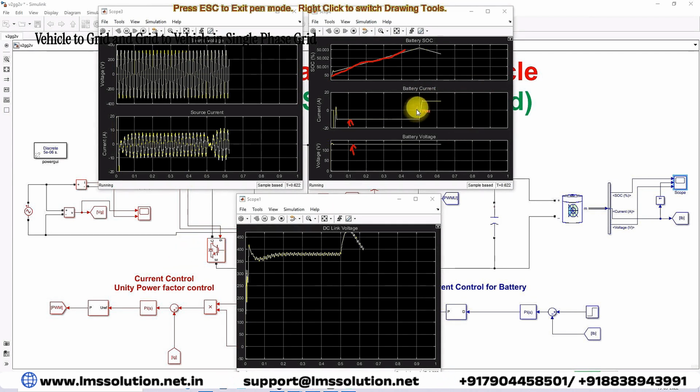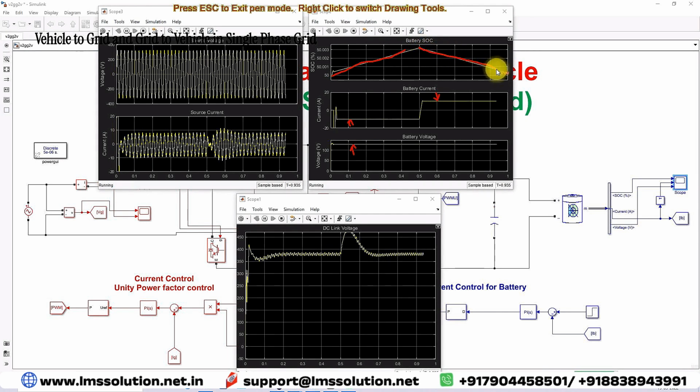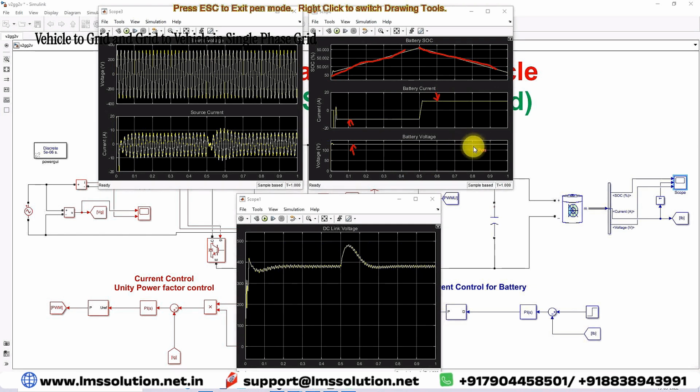And then you can see the source voltage and source current. At the time of 0.5 seconds, the reference current changed from minus 10 to 10. Because of that, what happened? The battery current changed direction from minus 10 to 10. That means now the battery current is plus 10, that means the battery goes into discharging mode. You can see that the SOC of the battery decreased from this point to this, and also you can see the battery voltage maintained at 120.